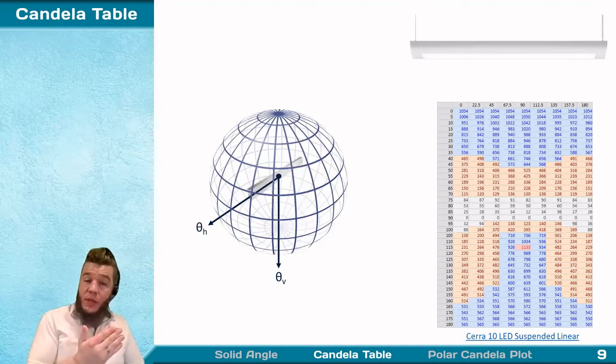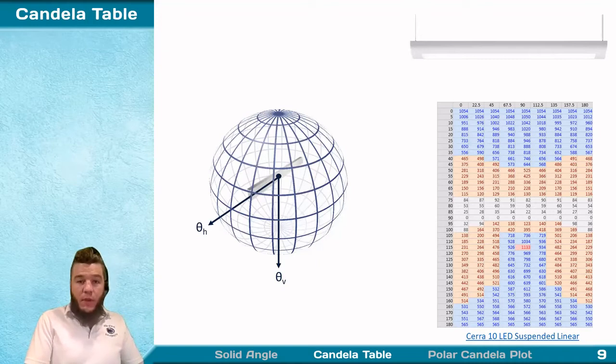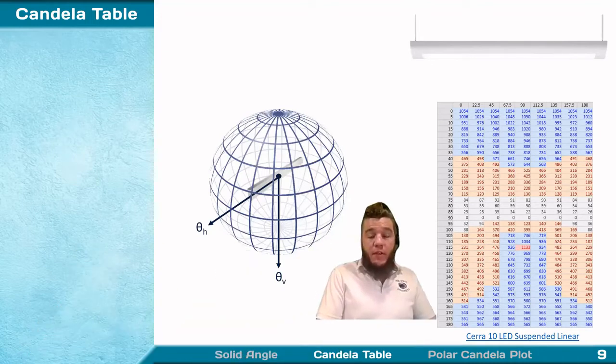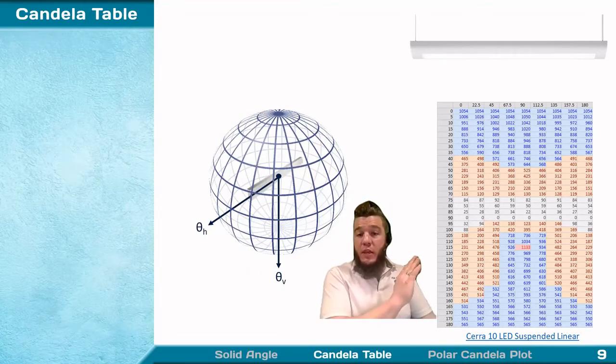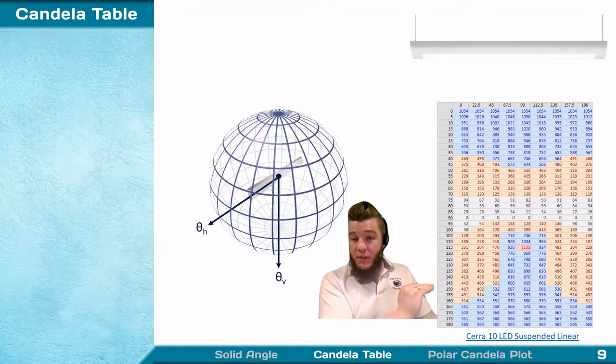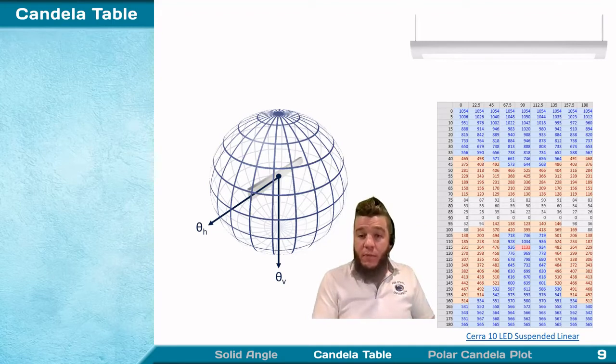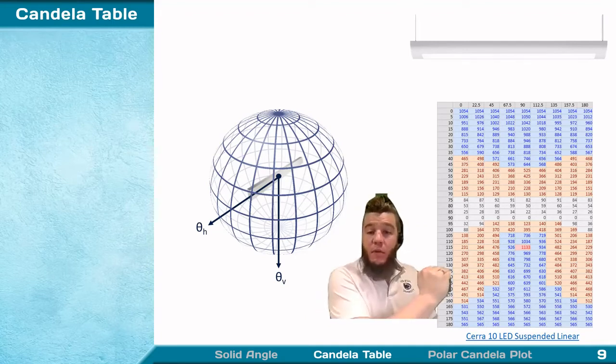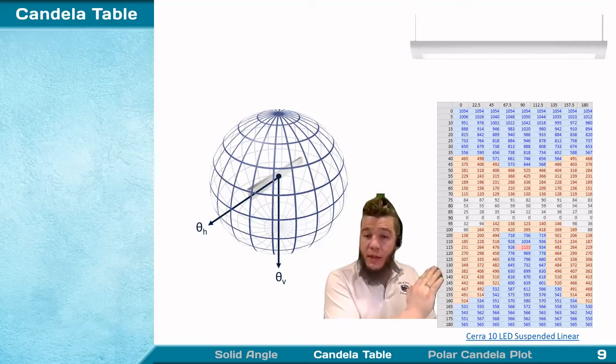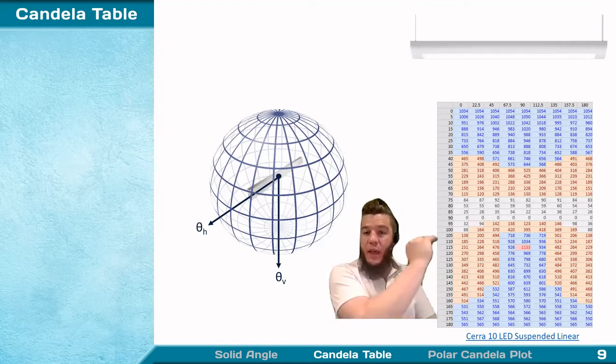Let's associate this with a Candela table. So here we have a Candela table, and what you see is a set of angles along the side and at the top of this table. And then inside the table is a set of values. These are all intensity in Candela at these angles.